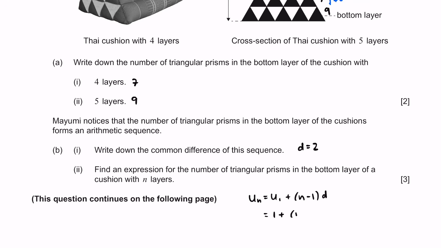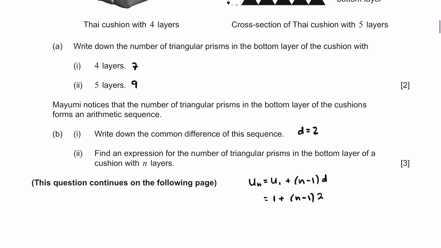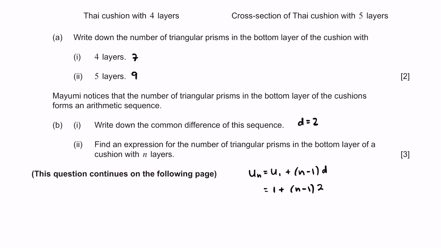Plus n minus 1, n is just a term number, we leave it as it is, and d, the common difference, is equal to 2. We found that right here. So this is actually okay. We can leave our formula just like this.